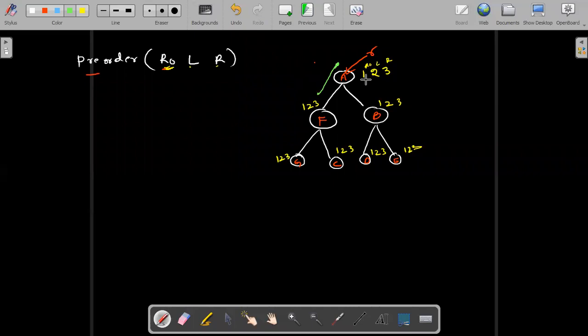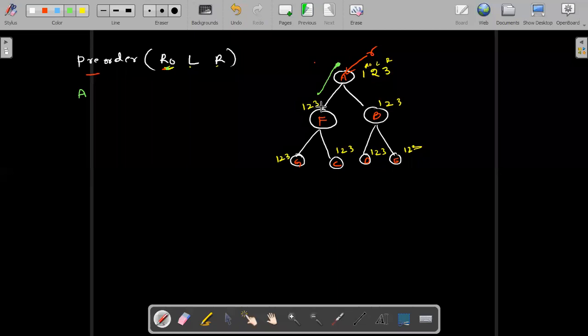Now see, that is what exactly I'm talking about. First, which one will we visit? We will visit the root. Basically, A is the root, so I will print A. The root is over. Again, visit the left side. Okay, I will visit the left side. This is the left side.